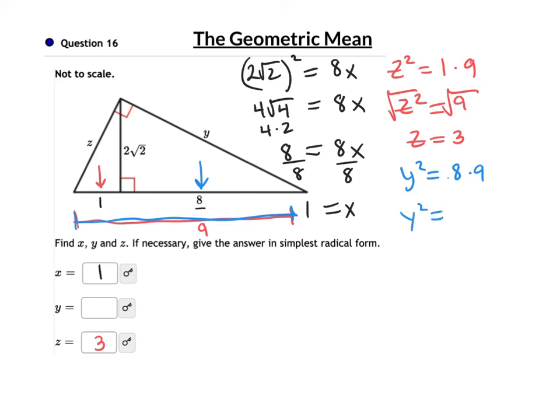Y squared equals 72. Let's look for that biggest perfect square. We know 9 is a perfect square. 9 divides into 72, but look at 8. 8 is 4 times 2. And 4 times 9, both perfect squares, make a larger perfect square. 36 is in 72. 36 times 2. Square root of 36 is 6. So y is 6 root 2.